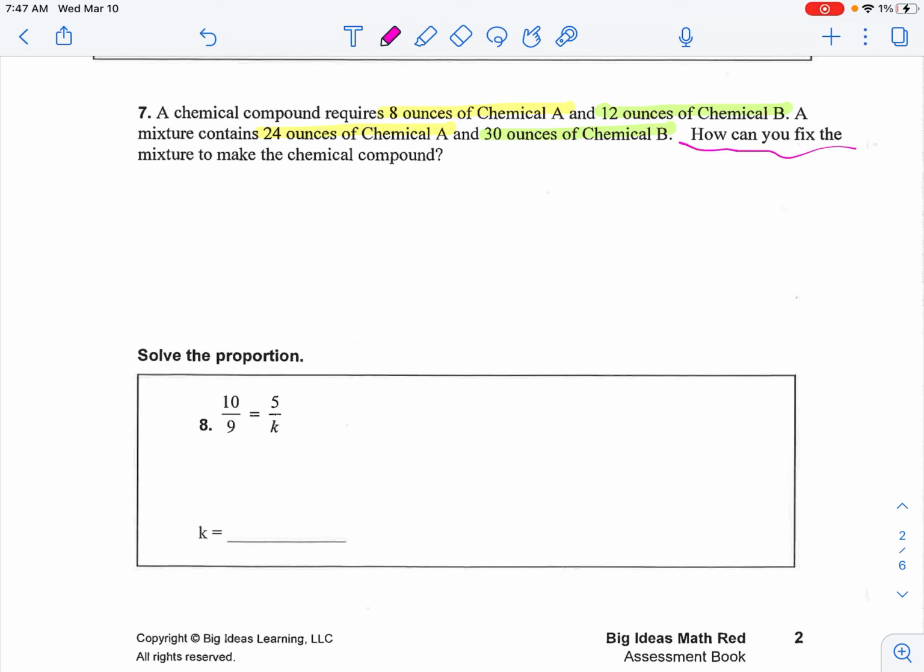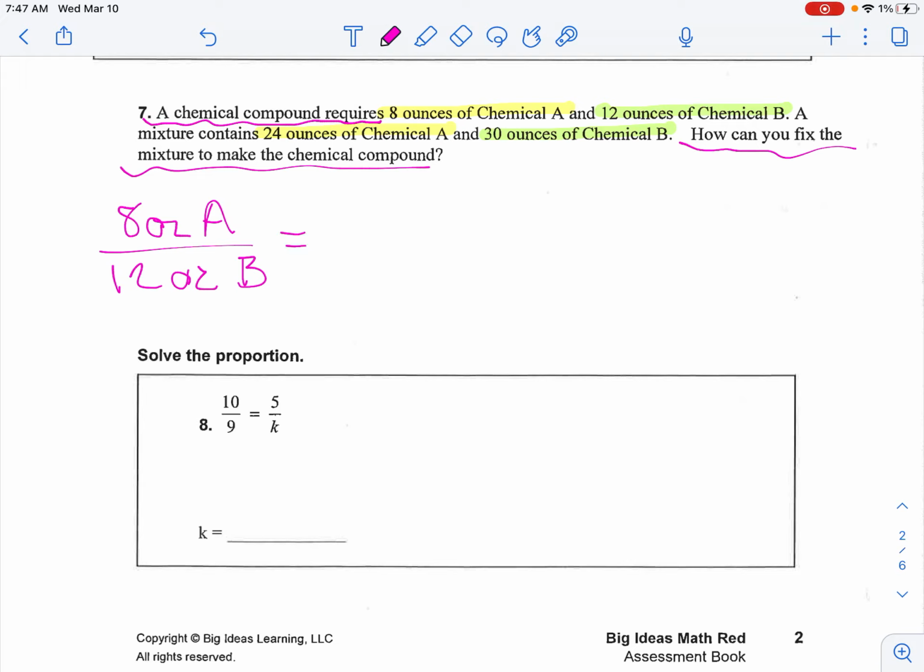Question, how can you fix the mixture to make the chemical compound? So we're going to go back to what the chemical compound requires. The chemical compound has to have a ratio of 8 to 12. So that's the first thing I'm going to write over here. I need 8 ounces of chemical A to 12 ounces of chemical B.